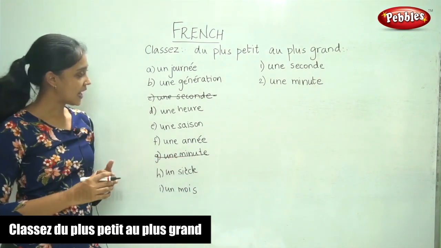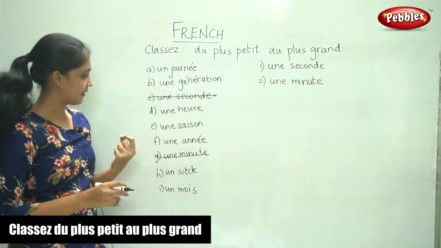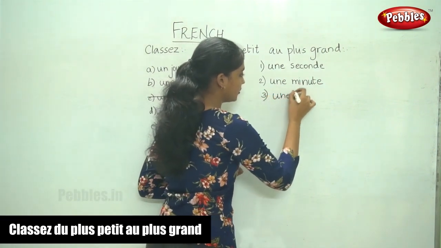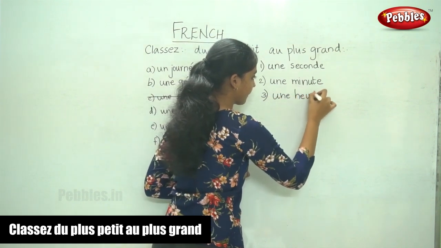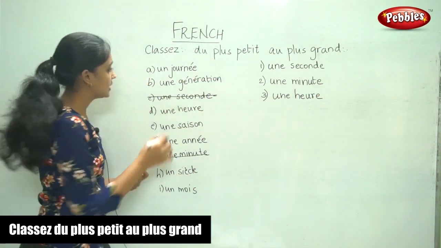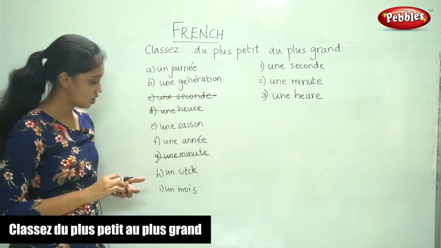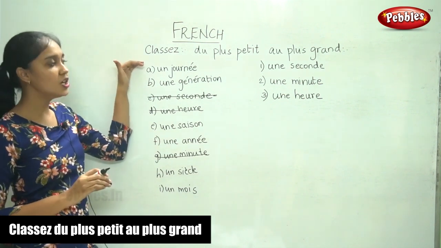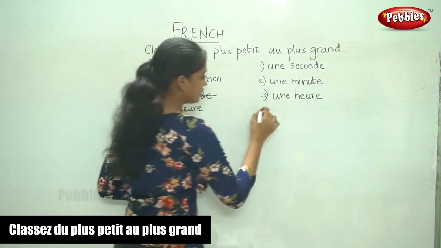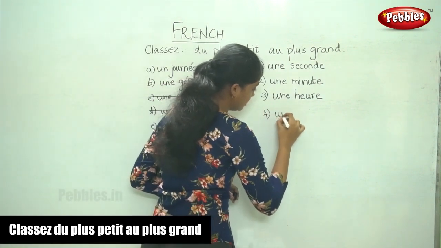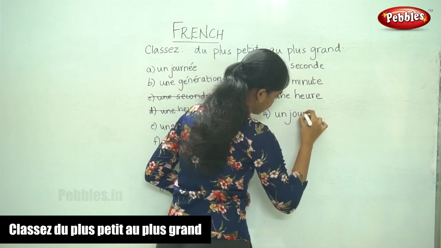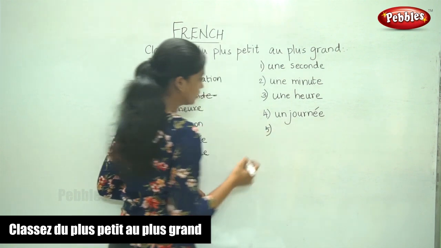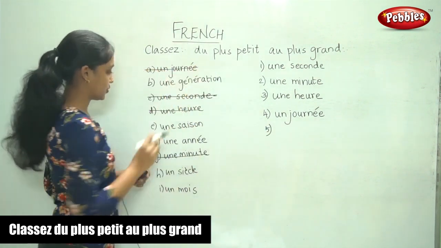After this, we have une heure, an hour. Une heure. So the third one is an hour. What would be the fourth one? It would be a journée. A journée. So we finished a journée.